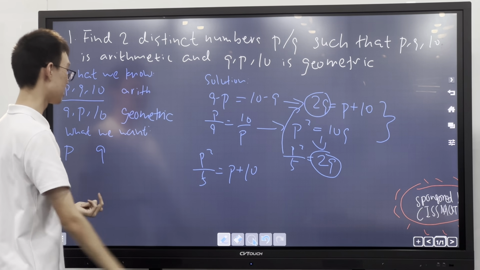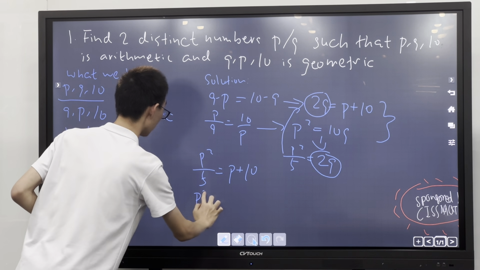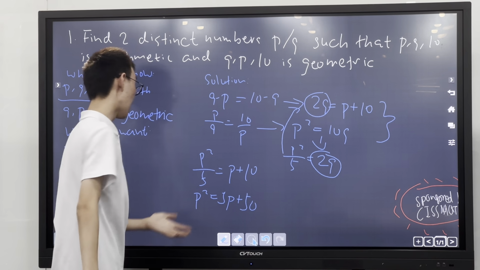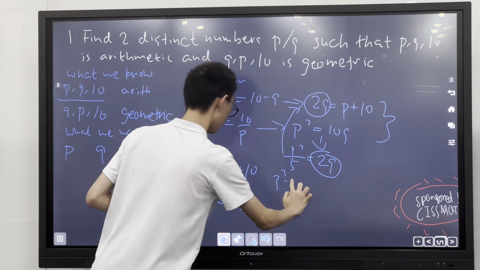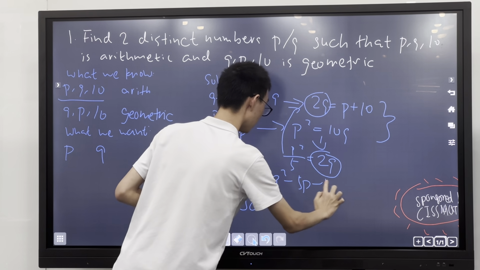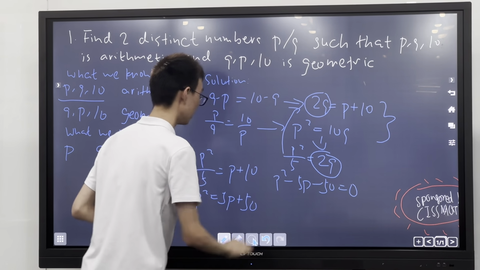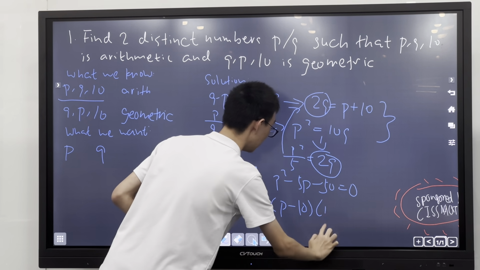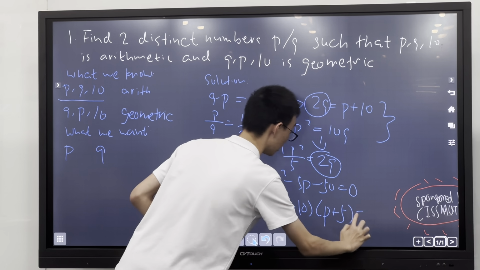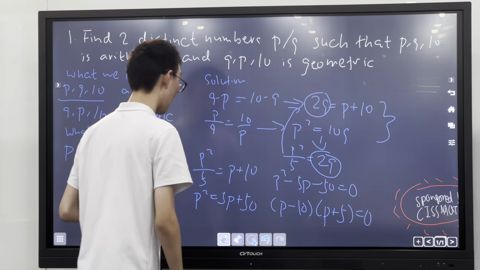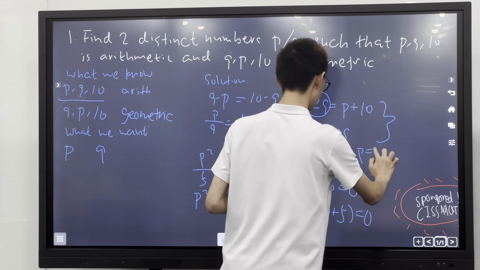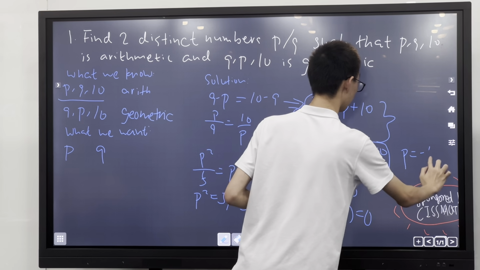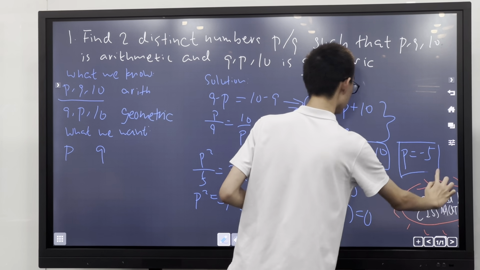And if we solve this, we can multiply by 5 on both sides, and then we can factor this. And finally, we get that p minus 10 times p plus 5 is equal to 0, which implies that p is either 10 or p is -5. Which one of these is it?